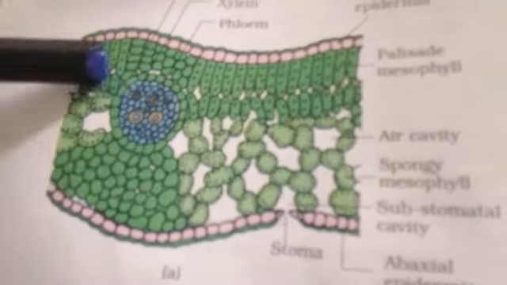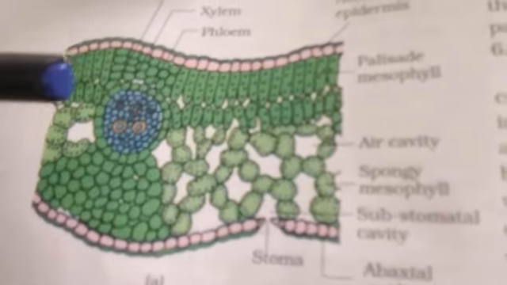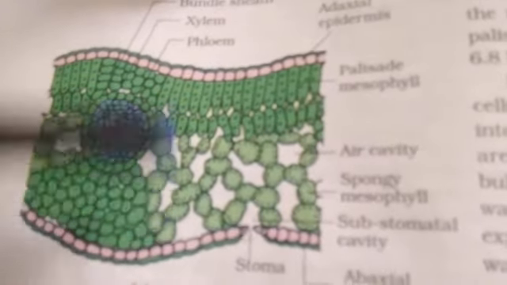Inside this upper and lower epidermis, there is the mesophyll tissue, which is green in color and contains lots of chloroplasts. In a dorsiventral leaf, the upper mesophyll tissue is the palisade parenchyma and the lower is the spongy parenchyma. Both are richly supplied with chloroplasts, and so are the region for photosynthesis.